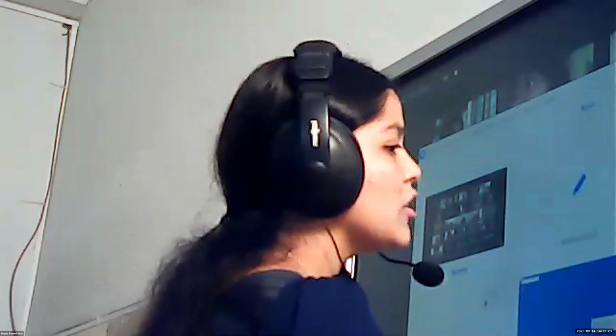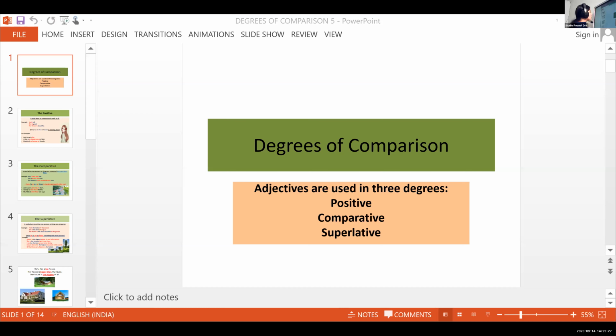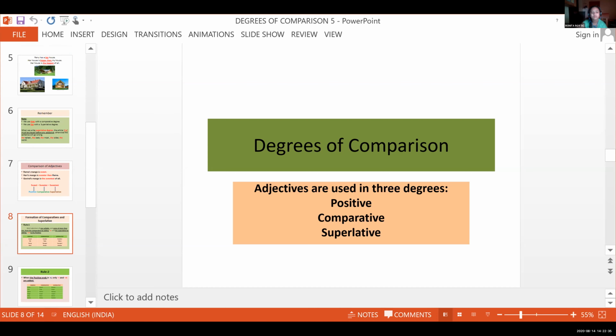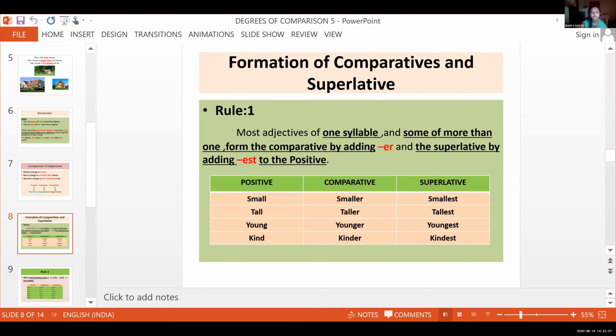We are going to learn about different rules used in degrees of comparison. I'm sharing the screen. Can you see the screen now? Yes, ma'am. Degrees of comparison. You had the comparison of adjectives uploaded on the website. Look at the box here. Rule number 1.